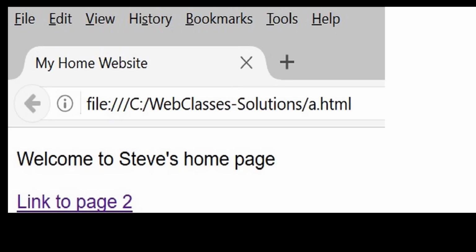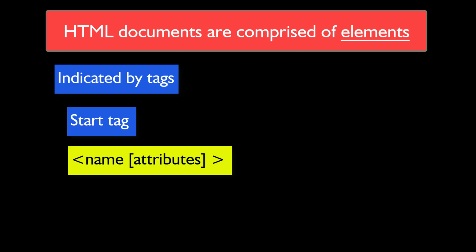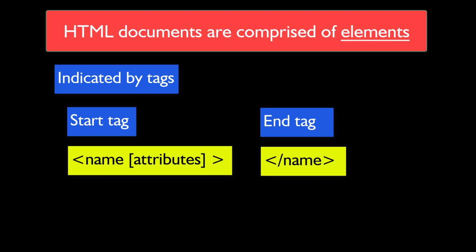Okay now, here we go, spelling out the actual definitions and rules. For elements, HTML documents are comprised of elements indicated by tags. An element usually contains a start tag with this syntax. Notice I snuck in the new attributes component. The notation using brackets means what's between the brackets is optional. Do not actually code the brackets. It's just that you might or might not have attributes. And an end tag with this syntax.